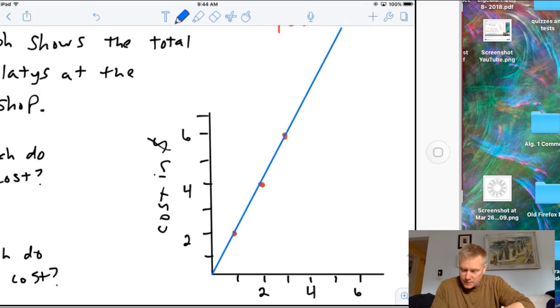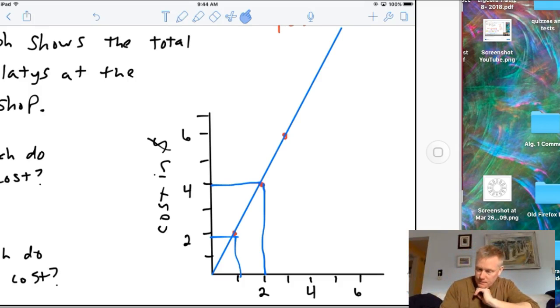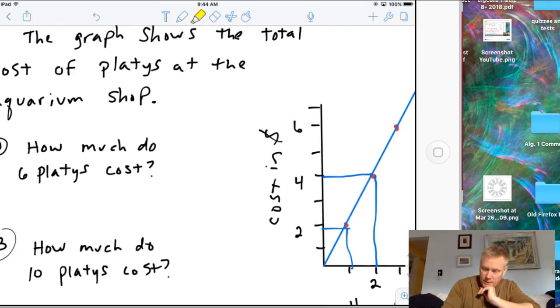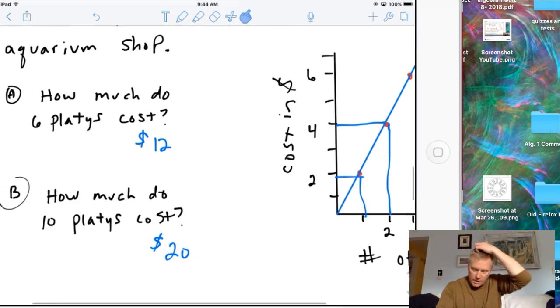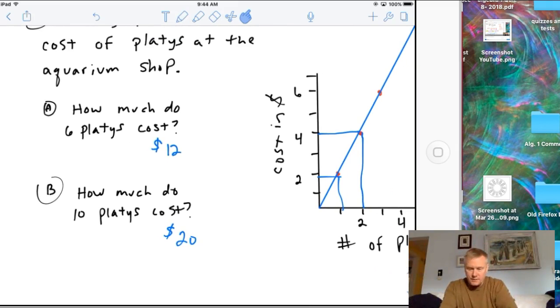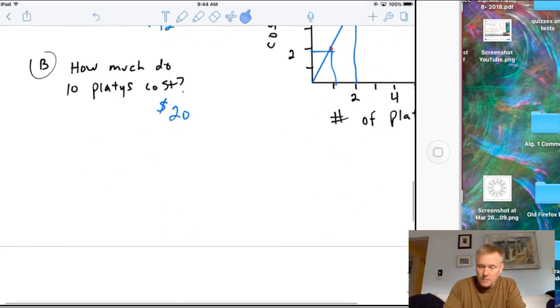You can also look at this and say, geez, for 2 of them, it cost me $4, and for 1 of them, it cost me $2, which means for each fish, it's $2, which means if I had 6 of them, that would bring me all the way up to 12 bucks. And similarly, if I had 10 of them, that would then cost me $20. So assuming that pattern continues, which is safe to assume, that would be your answers to number 3.